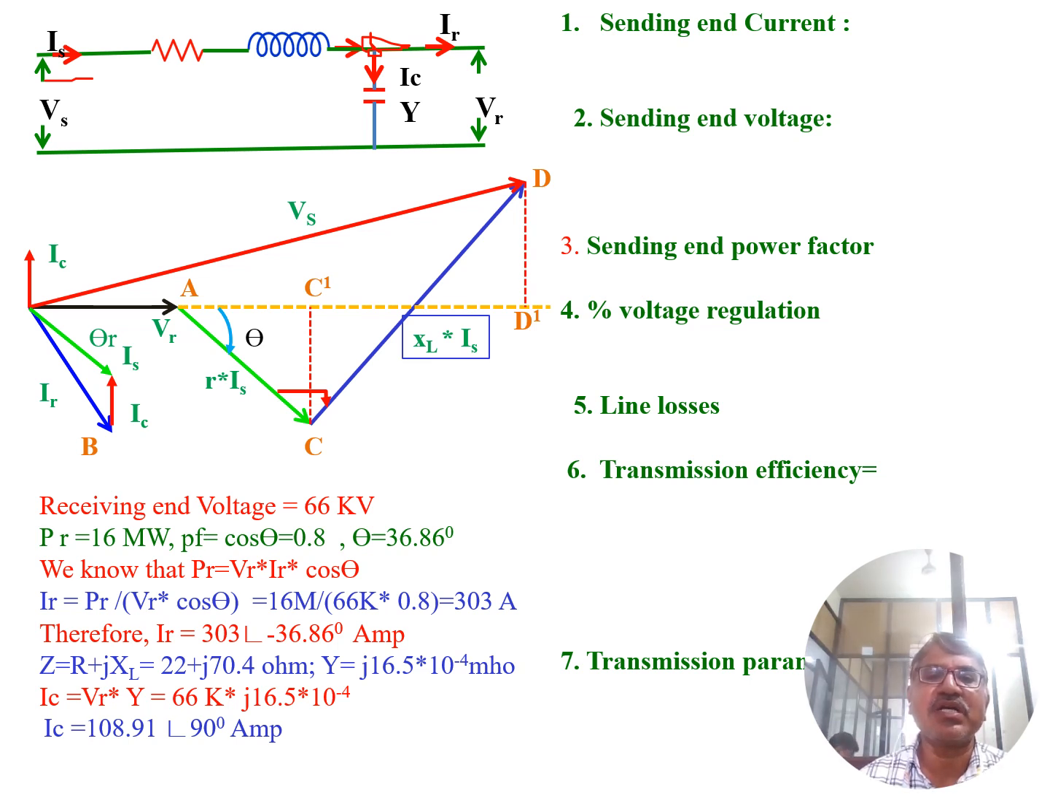So according to the KCL, sum of the incoming currents is equal to sum of the outgoing currents. That is, IS is the incoming current, IR, IC, these two are outgoing currents. అందుకే IS is represented as IR plus IC. Just substitute the IR and IC values in this formula, then calculate it. That is, IS is calculated as 253.12 at an angle of minus 16.73 amperes.